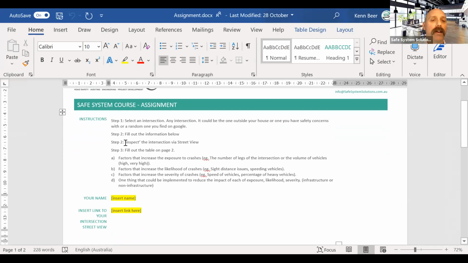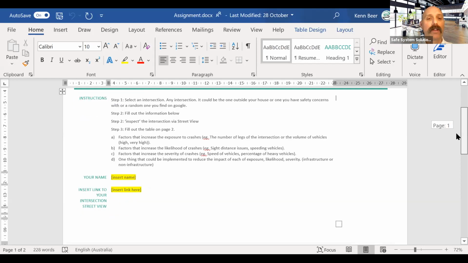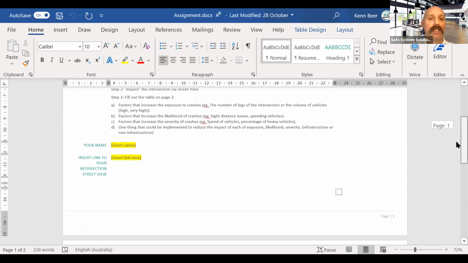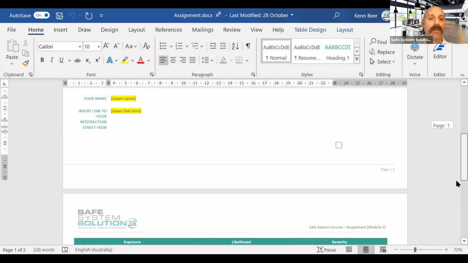Okay, so the instructions are there, step by step, very easy. You are going to select an intersection, any intersection you want. It could be the one outside your house or the office, or one that you remember going through on a holiday or whatever it was. You're not going to need to go there, but you'll be able to just use Street View or something. Then you fill out the information below, which tells us who you are and gives a link to the intersection. Then inspect the intersection via Street View, or if it is out the front, you can just have a look at it. Then you fill out the information on page 2, and I'll just jump down to here.